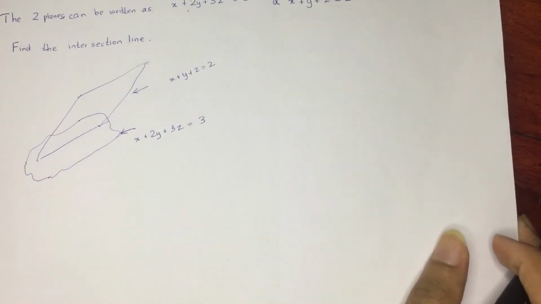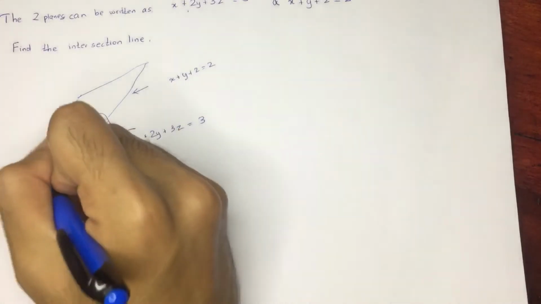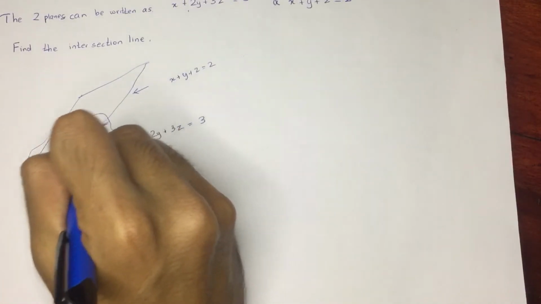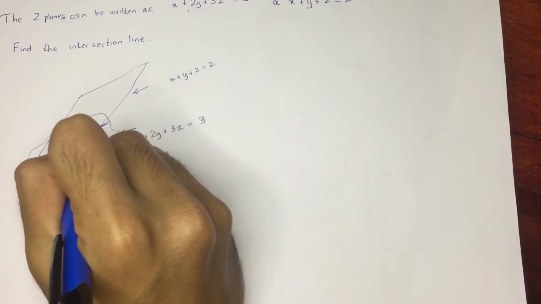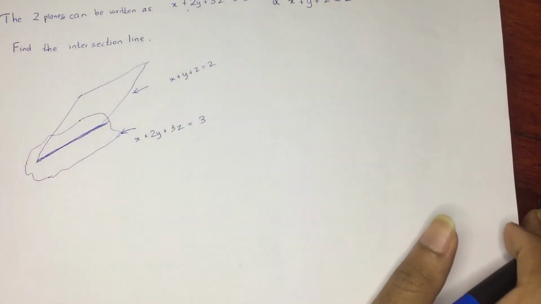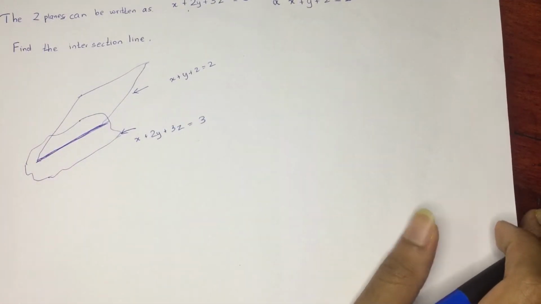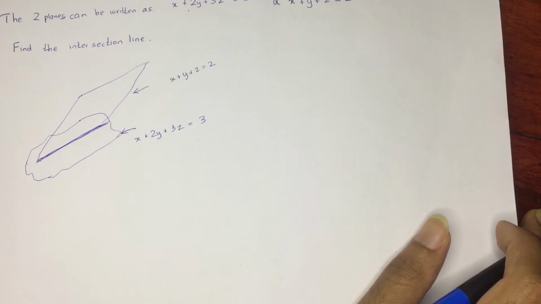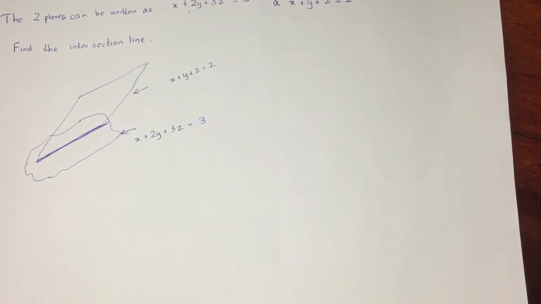So the question here is we need to find the intersection line between these two planes. That's the question. So how are we going to find this? Please pause the video and try it on your own. After that, watch the rest of the video and compare your answer with mine. So let's start with this.